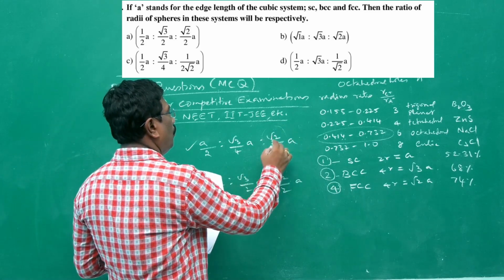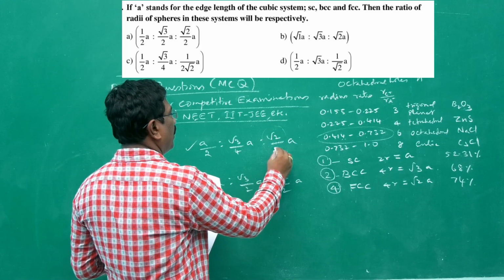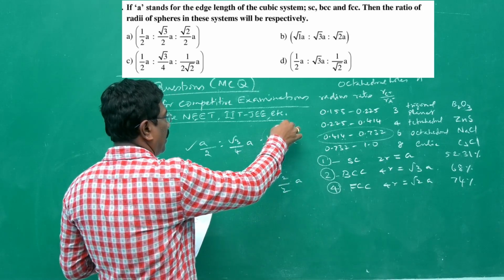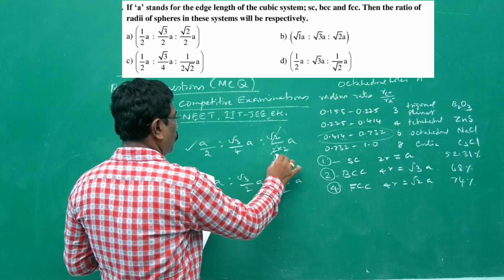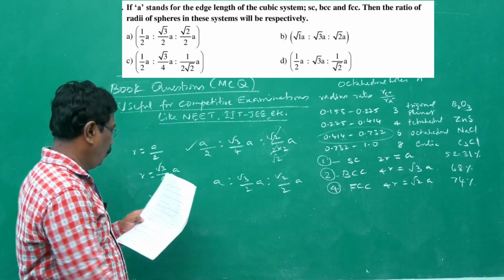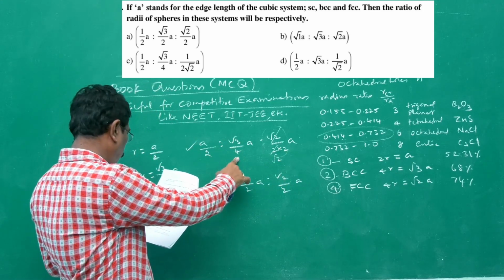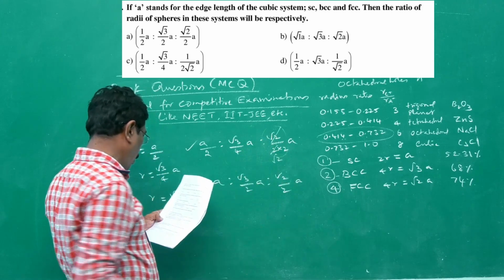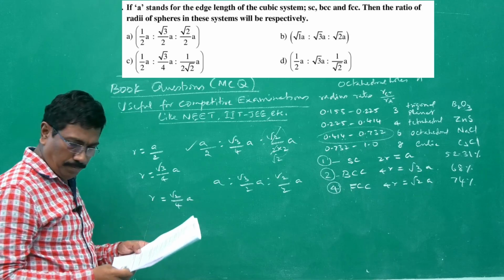It can be 1 by 2 root 2, because 4 can be written as 2 into 2. If I cancel out, it is root 2. So, A by 2, root 3 by 4A, 1 by root 2 into 2A. So, option C is correct one.